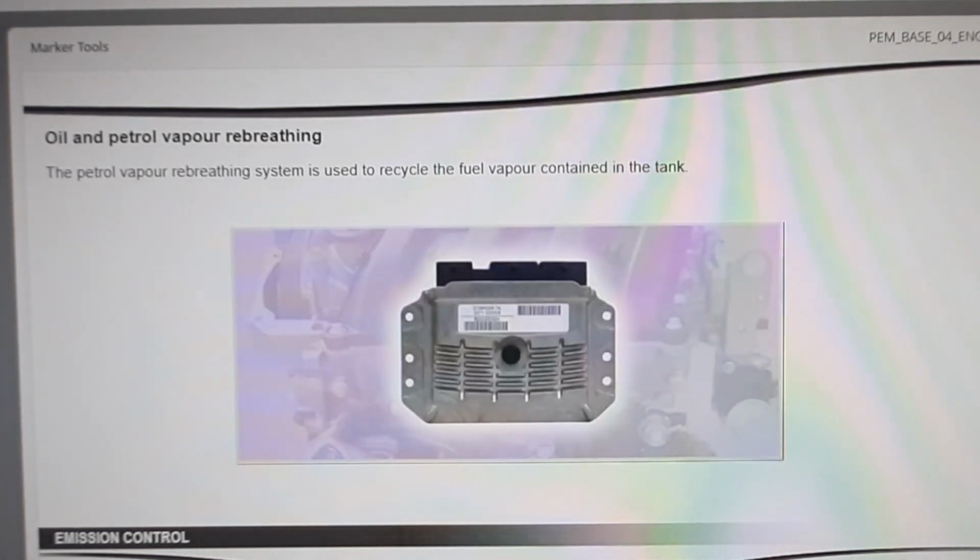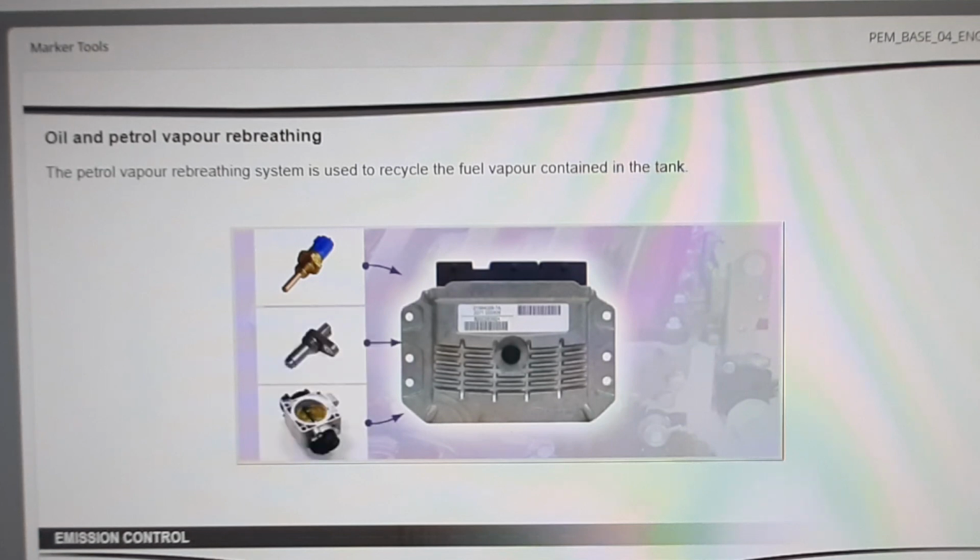The petrol vapor rebreathing system is used to recycle the fuel vapor contained in the tank. This system uses the following components: the coolant temperature sensor, the flywheel sensor, the throttle position sensor, and the purge solenoid valve on the petrol vapor canister.